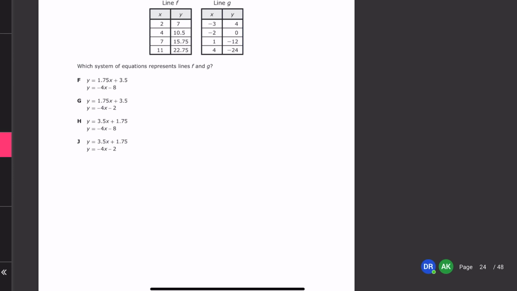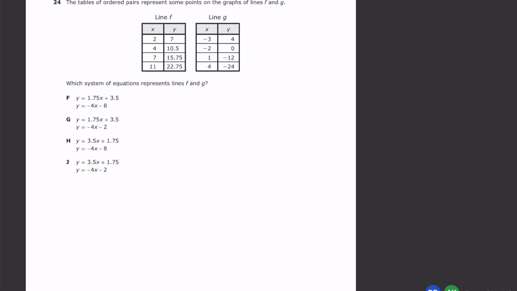Here you are having 10.5. Now the slope for this line g is negative. For this it will become positive. For line f it is positive. For line g it is negative. You can see the y values because they are increasing over here, and here it is decreasing in this case, in this line g.